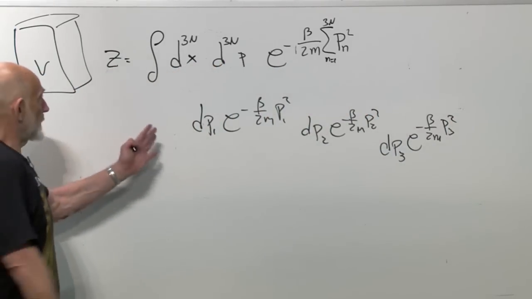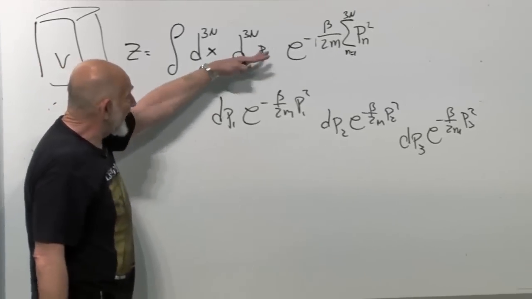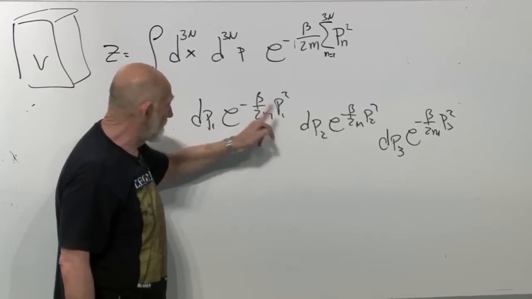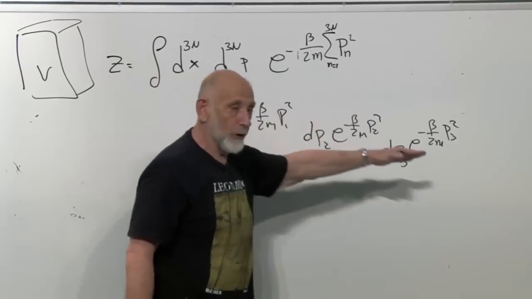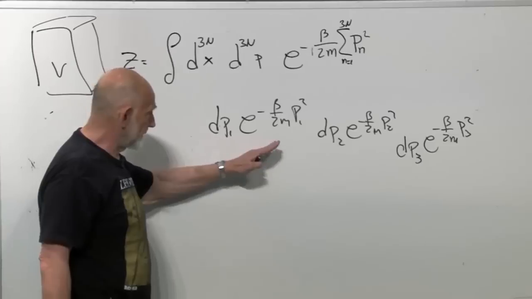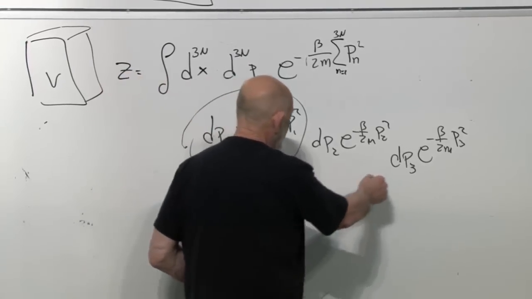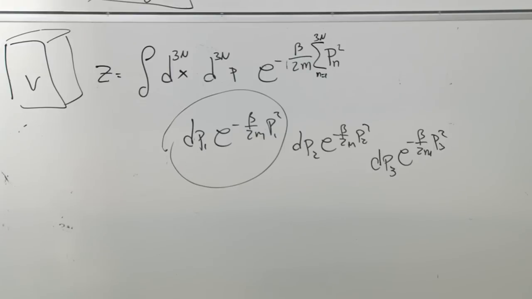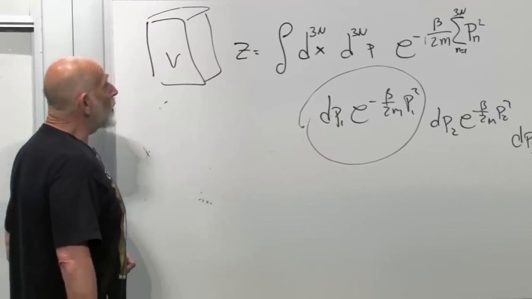You see what I've done? Oh, there's also the x integrations, which I haven't included here. The momentum integrations factorize into a product: dp1 for the first component of momentum, e to the minus beta over 2m p1 squared, and so on. In fact, if you think about it for a minute, this is just the 3Nth power of one of these integrals. Each integral is exactly the same as every other integral. The integral over p1 gives a certain number, and the integral over p2, when done, gives the same number. It's just the 3Nth power of one of these integrals. That's going to make it very easy.